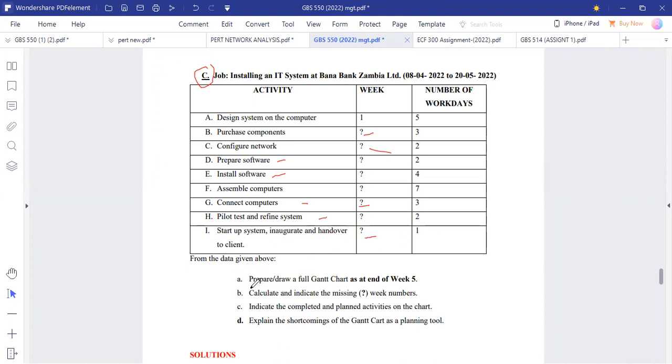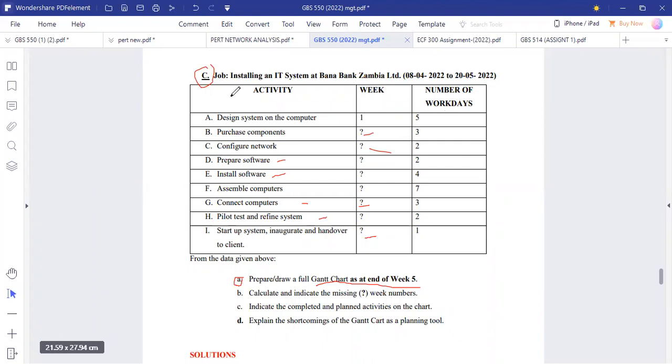From the data given, prepare or draw a full Gantt chart at the end of week 5. The second one is, after you calculate the missing numbers, indicate the completed and planned activities on the chart, then explain the shortcomings of the Gantt chart as a planning tool. All right, so let us start with the first one, preparing or drawing the full Gantt chart. Of course, we have week 1, we are designing the system on the computer. We're taking 5 days, but we can make an assumption.